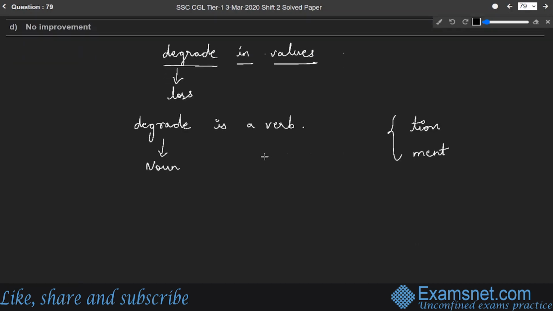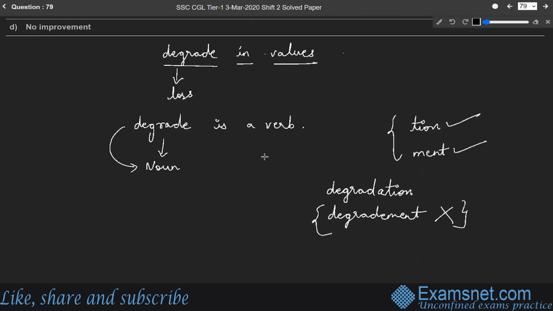So this is the basic rule to replace a verb with a noun. So we have the verb degrade. Degrade can be replaced with a noun in two forms, either tion or ment. So let us make the word first. Degrade plus tion will be degradation. And degrade plus ment will be degradement. But this word does not make any sense. This is a senseless word. So it is a wrong word. So we can say that the verb degrade will be changed into a noun by ending in tion. So this is the correct form of the noun for the verb degrade. So in place of degrade, there should be degradation.